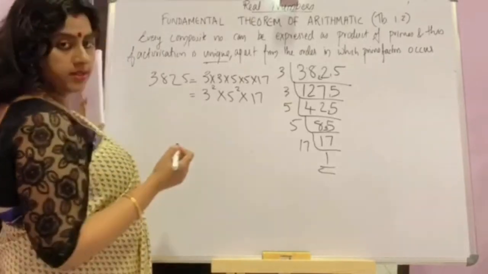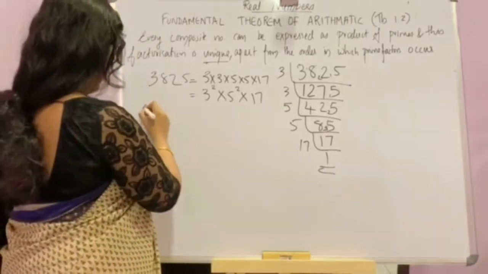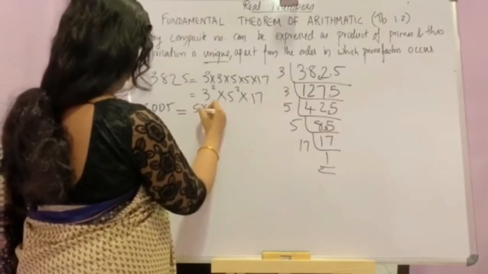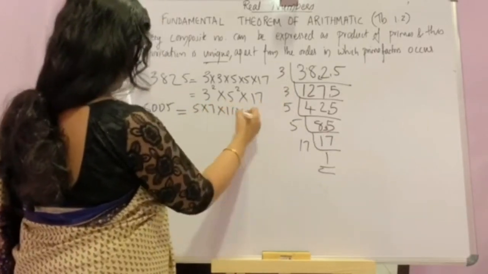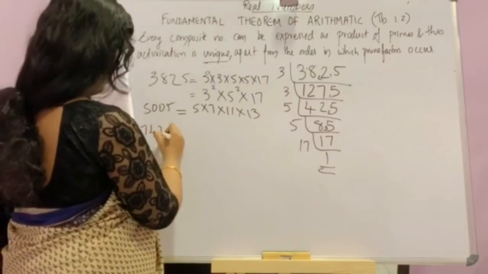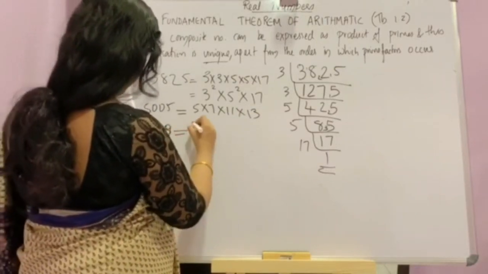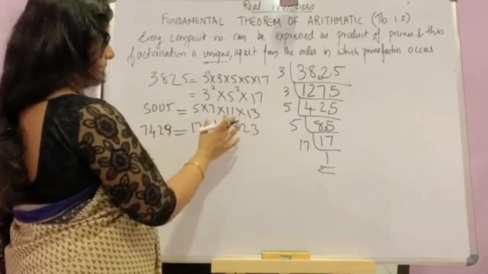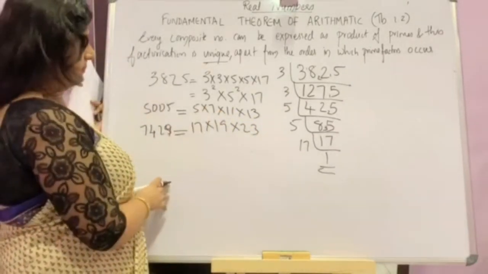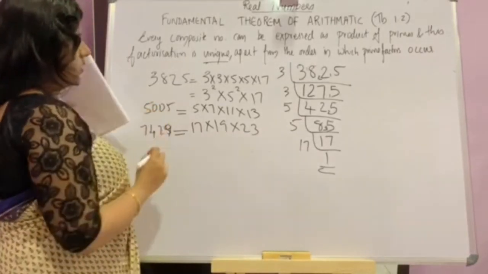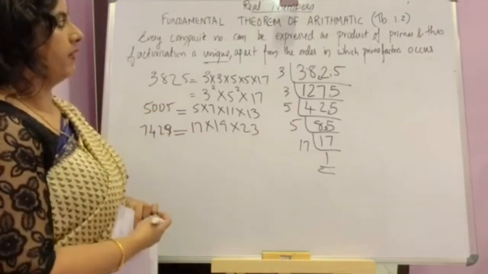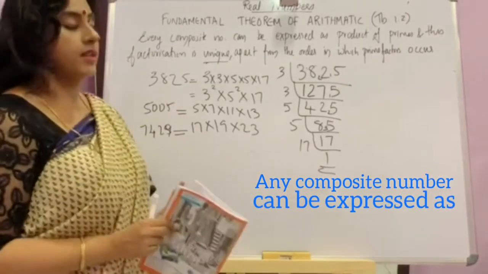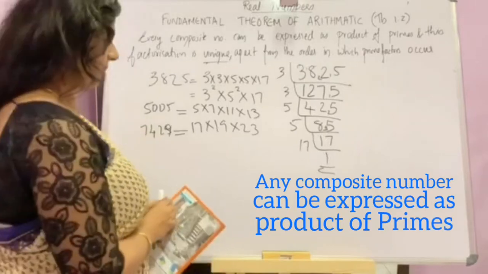Now there are some more questions in the textbook. That is 5005. With the same method we will get 5 into 7 into 11 into 13. Now 7429, we get 17 into 19 into 23. All are factorizations with primes. So this is what the fundamental theorem of arithmetic says. Any composite number can be expressed as a product of primes.